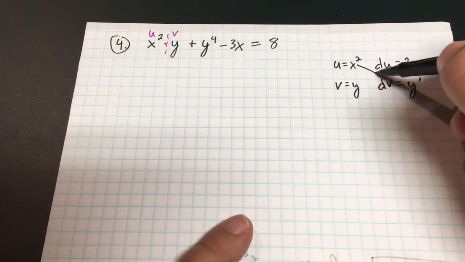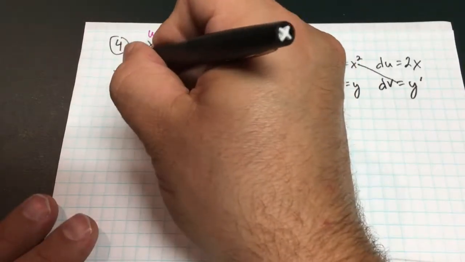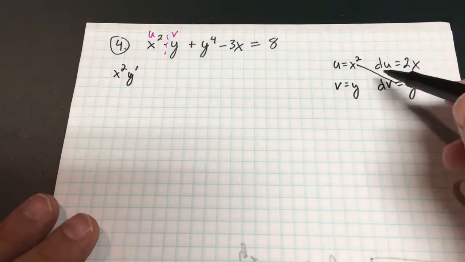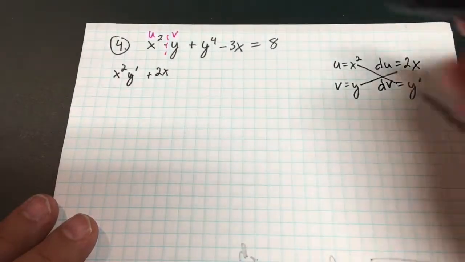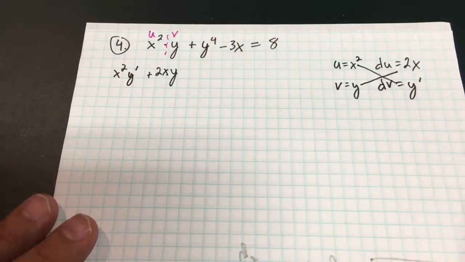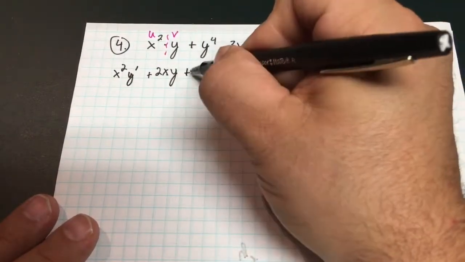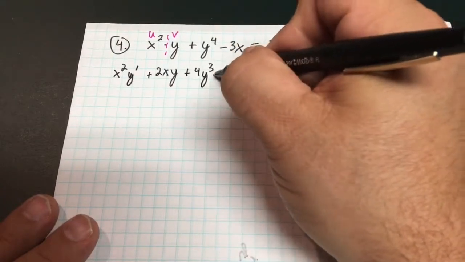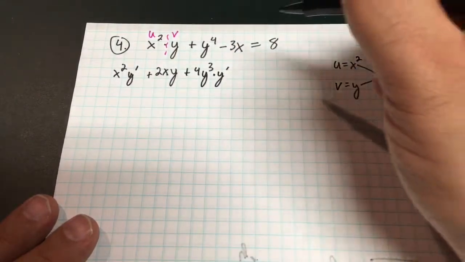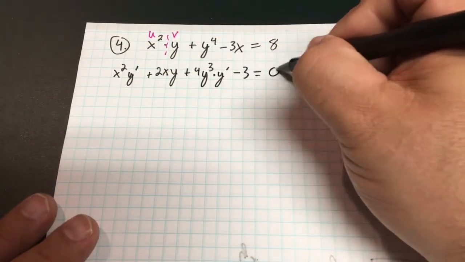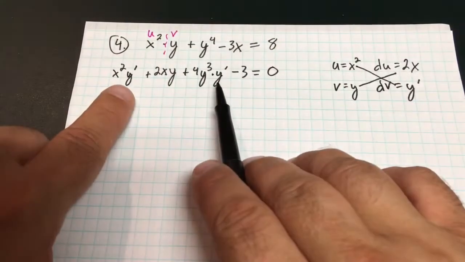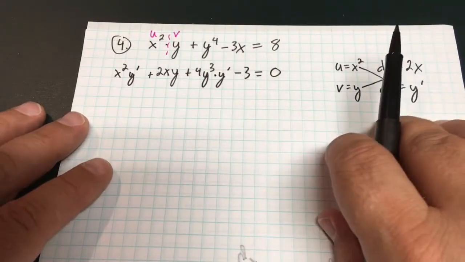Then it's u dv, so x squared y prime, plus v du, 2xy. I prefer to write it in alphabetical order. Plus 4y cubed y prime, don't forget I have to differentiate with respect to x, minus 3 equals 0. Now I have to solve this for y prime.